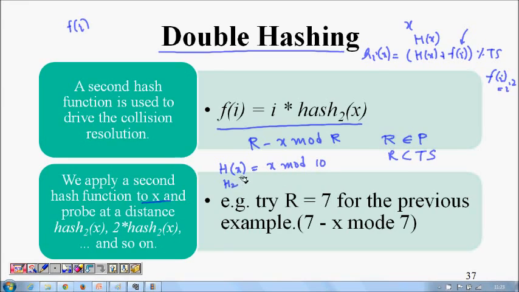In this example, we are taking h(x) as x modulo 10, and hash2(x) will be 7 minus (x mod 7). We choose 7 because 7 is a prime number and it's less than the table size, so it should work fine. The important thing to note is that your second hash function should not evaluate to 0, because then see the disaster that will happen. If it evaluates to 0, then you try out multiple times f(1), f(2), f(3), but i times 0 will always give 0, so there will be no probing at all. No new locations would be found.